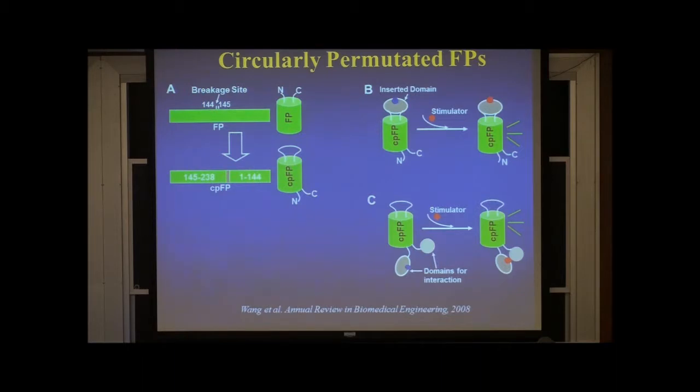So people can easily insert some sensitive domain or molecular domains, for example, connecting the original N-terminal, C-terminal, so that whenever this domain interacts with a stimulator in the cell, it will change the fluorescence color of these circularly permuted fluorescent proteins. Or you can insert two interacting domains at the new N-terminal, C-terminal. Whenever stimulation comes, it will change the fluorescence color. So therefore, you can utilize this single fluorescent protein to monitor the environmental change or biochemical signals.